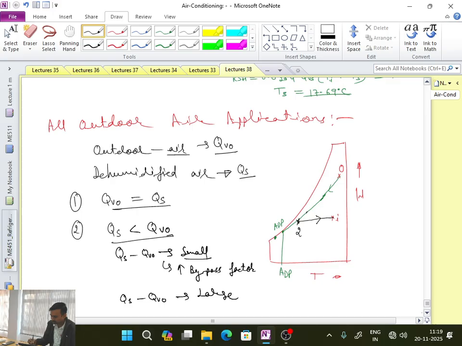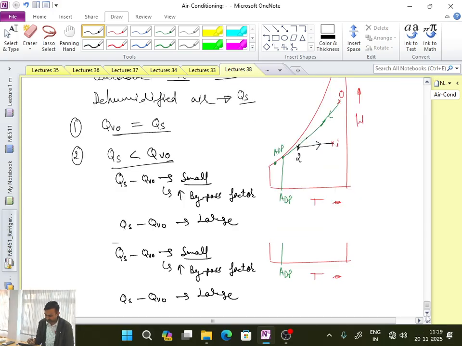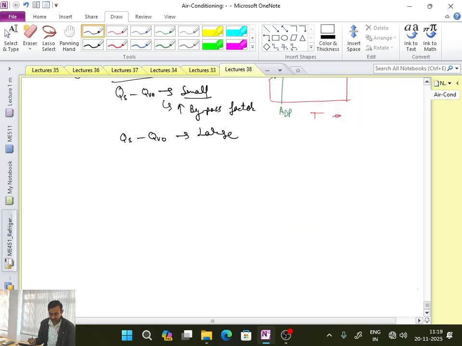If QS minus QV0 is large, what will happen in this scenario? Please tell me. If this is large, then just adjusting the bypass factor will not work. In this scenario, because the outdoor air I am taking is more in amount and its temperature T2 is also less, I need to do reheat. Is this point clear?